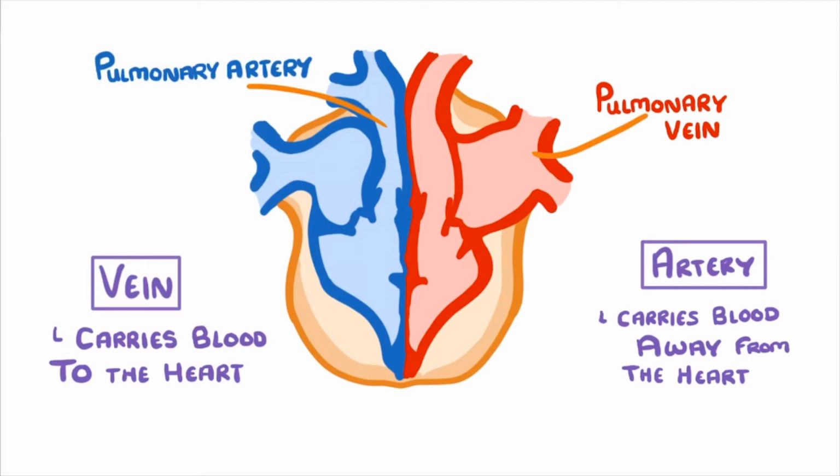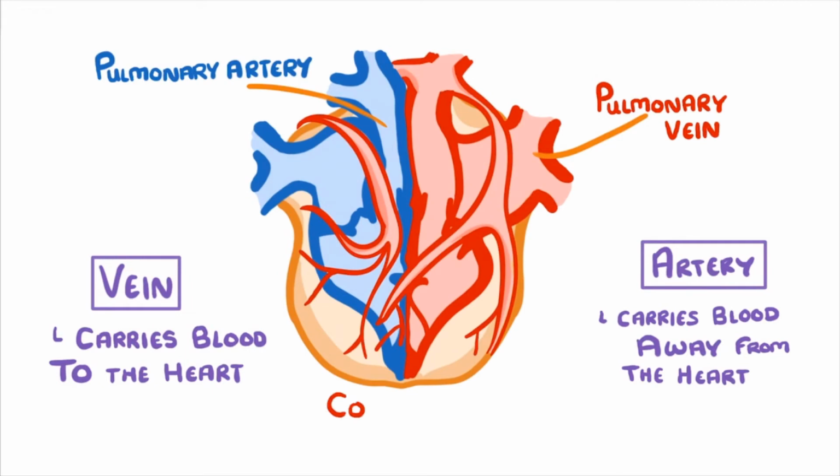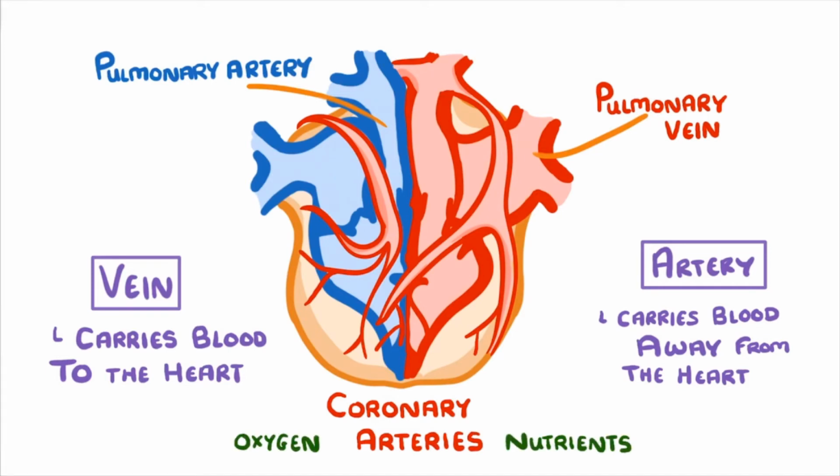One last thing before we finish is that the heart also needs its own supply of oxygenated blood, and it gets this from small arteries that branch off the aorta, called coronary arteries. These vessels encircle the heart to make sure that the muscle tissue gets all of the oxygen and nutrients that it needs.